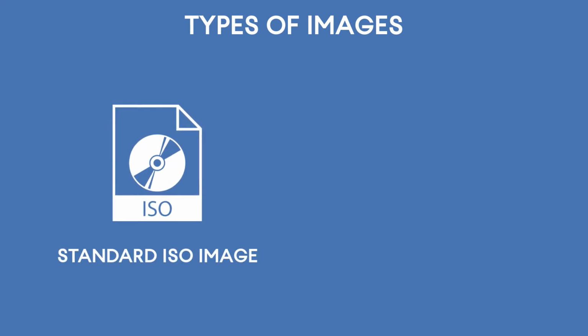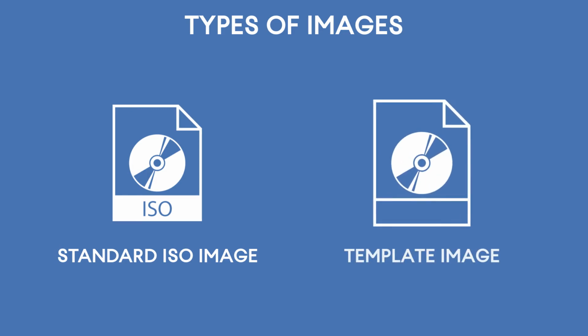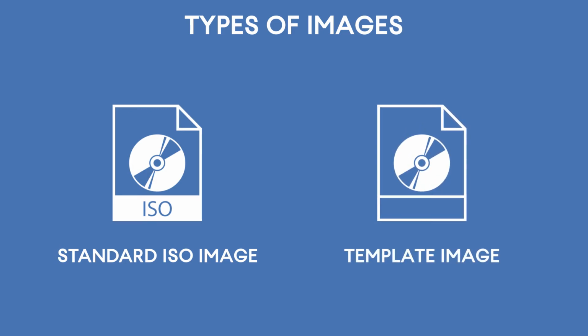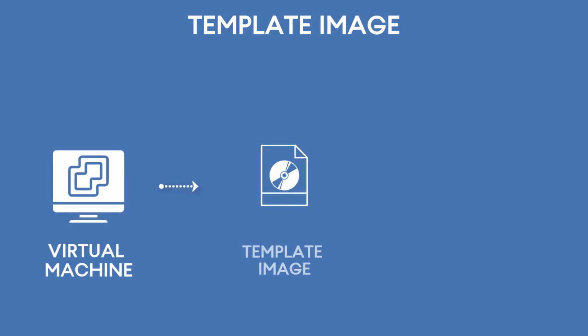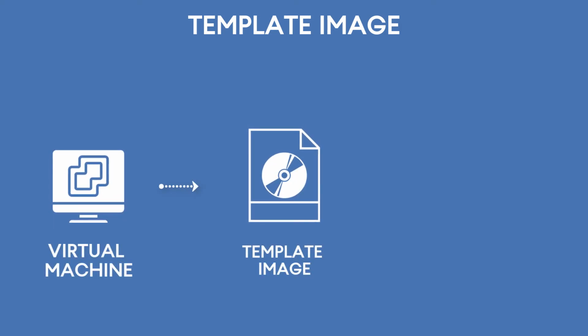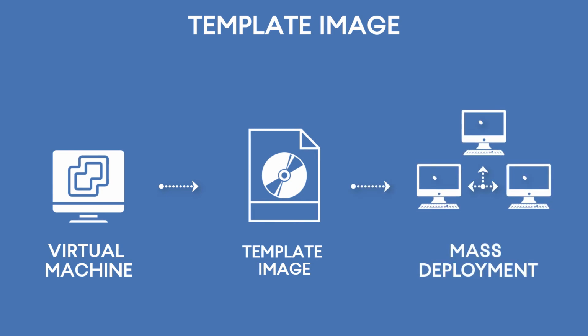Please notice that you can mount two types of images. First, you can mount standard ISO images. Second, you can use some template images. For example, you can create a template image from one of your virtual machines in order to preserve its pre-installed operating system and all the settings. You can use that template for a mass deployment of virtual machines with the same configuration and settings.